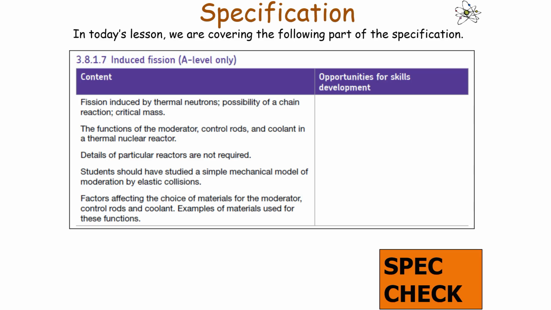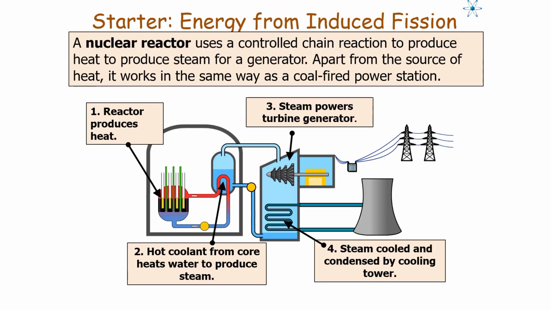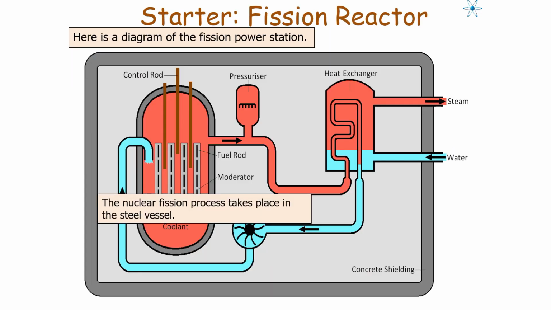3.8.1.7, induced fission. So a nuclear reactor uses a controlled chain reaction to produce heat, to produce steam for a generator. Now apart from the source of heat, it works in the same way as a coal-fired power station. So if we look at the actual reactor vessel itself in the fission power station, you can see that the nuclear fission process takes place in this steel vessel.